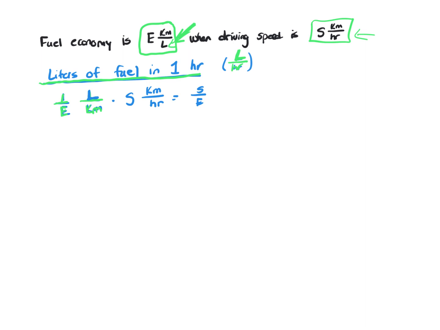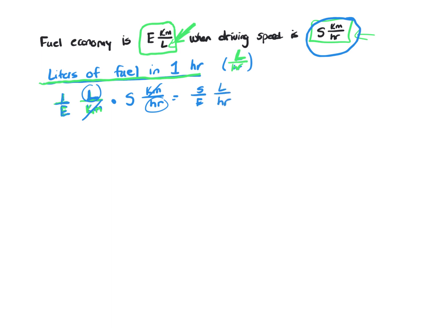But I need to have hours in the bottom. And I've got this factor to multiply by. So I multiplied it by S kilometers per hour. And look how the kilometers cancel. And you've got 1 over E times S, which is S over E. And you're left with liters per hour. And that's what you're trying to find. So that's the first column answer.